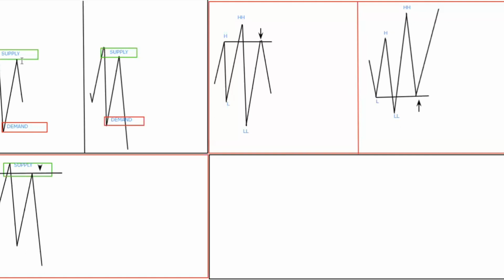Suppose we have price dropping, it takes out this low that we see here, price takes out this low, we get to see price coming down, collect liquidity here, and then forming a lower low, and then we see price going up. Okay, once we see price going up, we expect this area to be our supply zone.